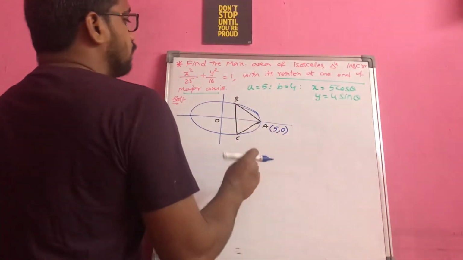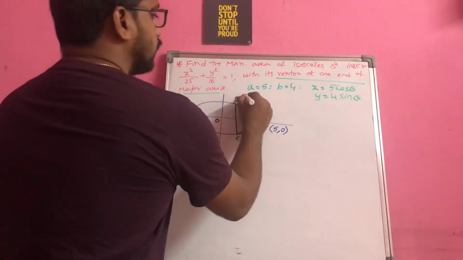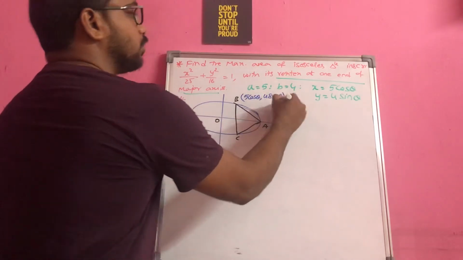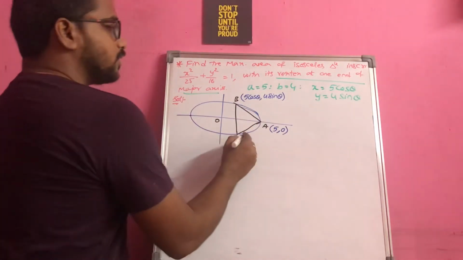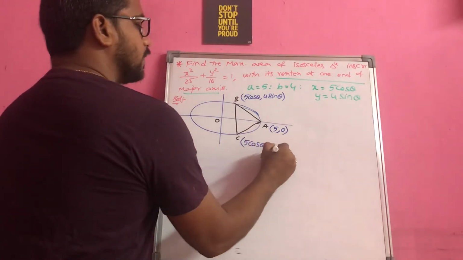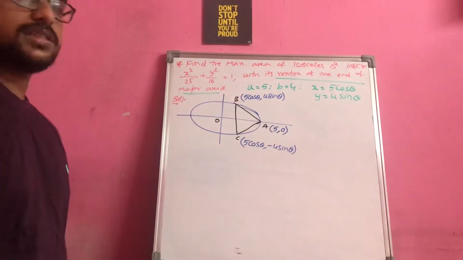Now you see this B vertex is in the first quadrant. In the first quadrant, the point can be considered as 5 cos theta, 4 sin theta, because both are positive. Come to C. This is in the fourth quadrant, 5 cos theta, minus 4 sin theta. This is the C vertex.